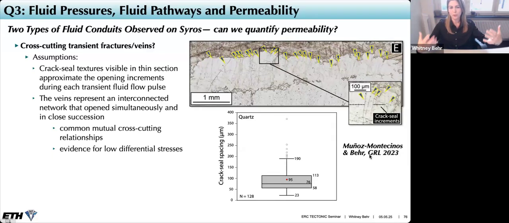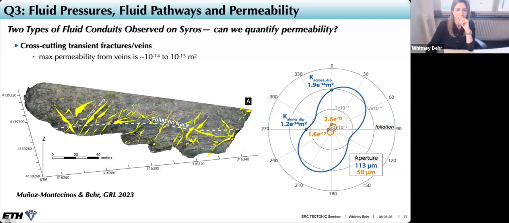Either way, our assumptions lead to a permeability estimate that is really a maximum, the highest we could possibly get from this fracture network. This approach led to a permeability estimate of between 10 to the minus 14 and 10 to the minus 15, with slightly higher values across dip than along dip. And the uncertainty represents uncertainty in the aperture width in the crack seal textures that we saw. So we used a range from epidote and quartz.